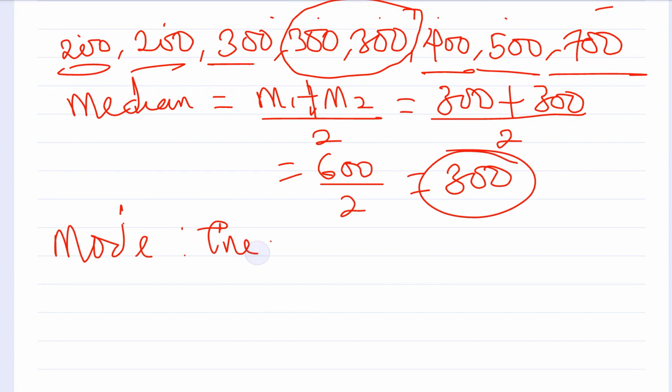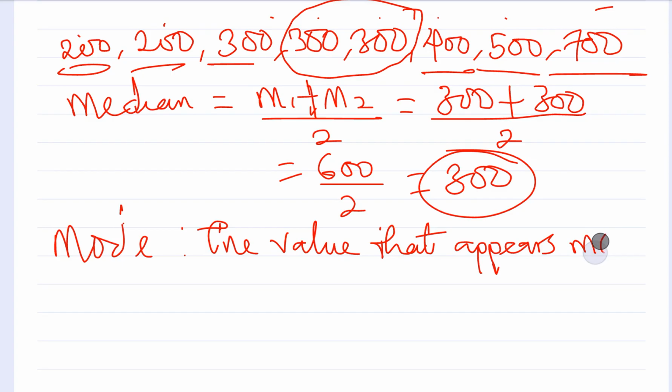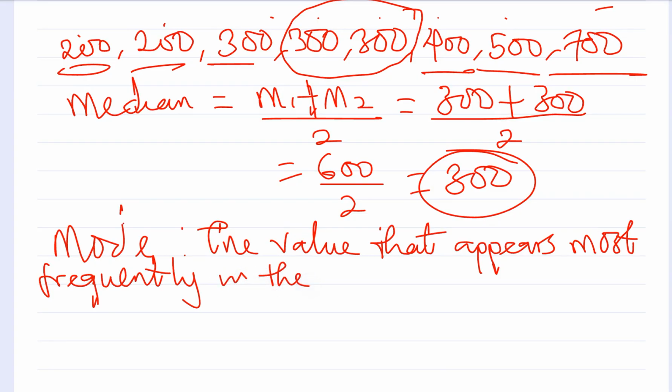The value that appears most, the value that appeared most frequently. The value that appears what? Most frequently in the data sets. That's what we call mode.